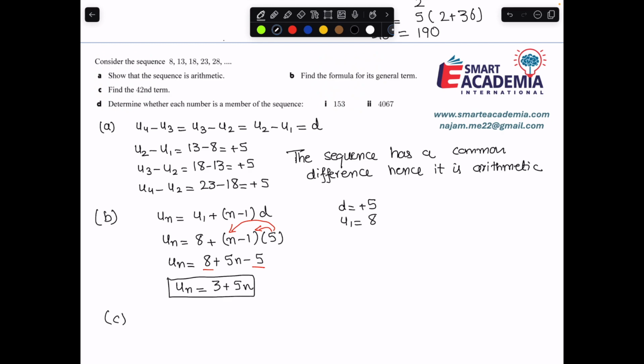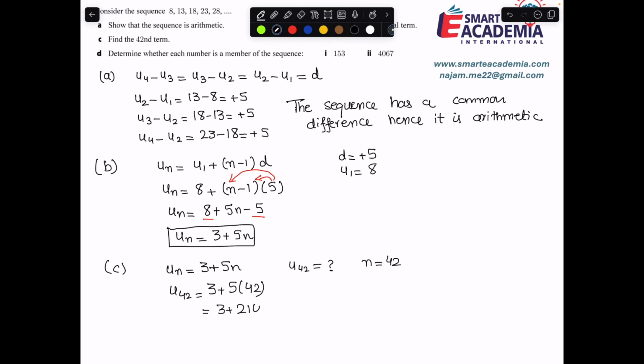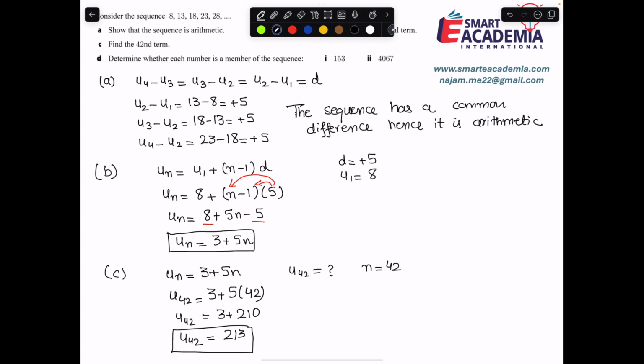In the C part, it says find the 42nd term. Now, we can use our general formula, which we derived, un equals 3 plus 5n. The only thing missing is the n, and as we want to find the 42nd term, which means 42, in this case my n will be equal to 42. So u of 42 will be equal to 3 plus 5 times 42. And if I calculate 5 times 42, it turns out to be 210. And simply adding 3 to it, it will be 213, which means my 42nd term of this arithmetic sequence would be 213.